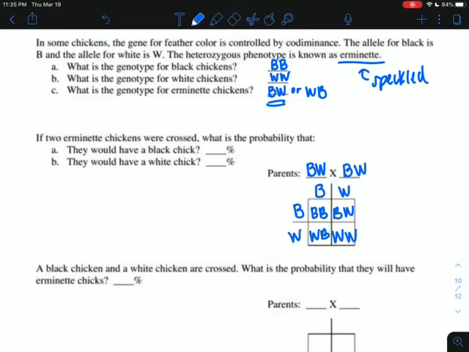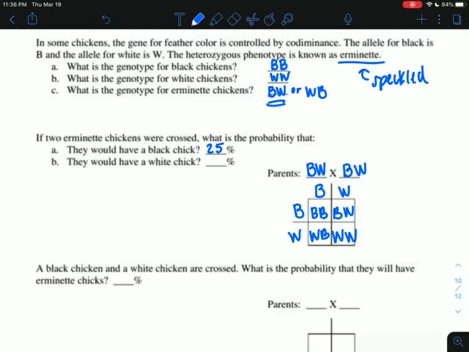Okay, if I follow through with my Punnett square here, I'm going to notice I have one chicken that is BB, one chicken that is WW, and two chickens that are BW or WB. Now it asks, what is the probability that they would have a black chicken? Well, to be a black chicken, you would have to have a BB. So we only have one chicken that is like that, so it's a 25% chance.